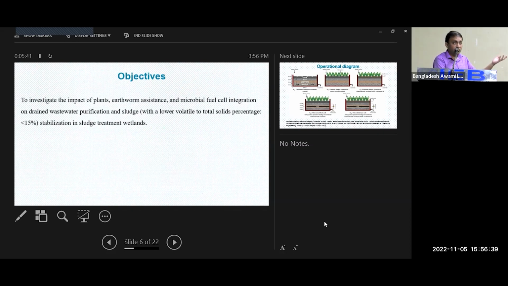So our objective is to treat the sludge so that we can apply it on the land. And also another objective: the wastewater that is produced from sludge treatment, we also have to treat it because we have to discharge it. So there are two objectives, sludge and wastewater. So this is very complicated, sludge treatment wetland.